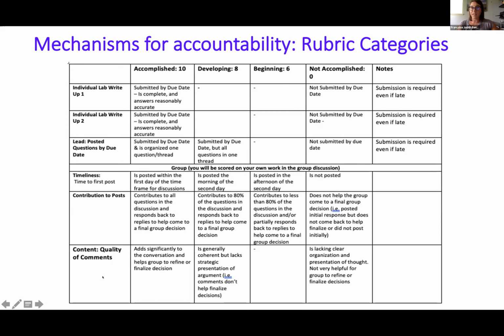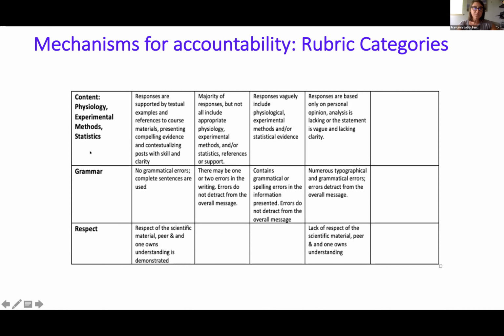And what is the quality of the comments? Are they adding significantly to the conversation, helping to move towards a final decision? Or is there kind of a lack of clear organization? And then pulling in the knowledge objectives for the course, how much of their physiology, their experimental methods and statistics are they using to support their reasoning? Are they using examples from their resources, or are their responses vague?